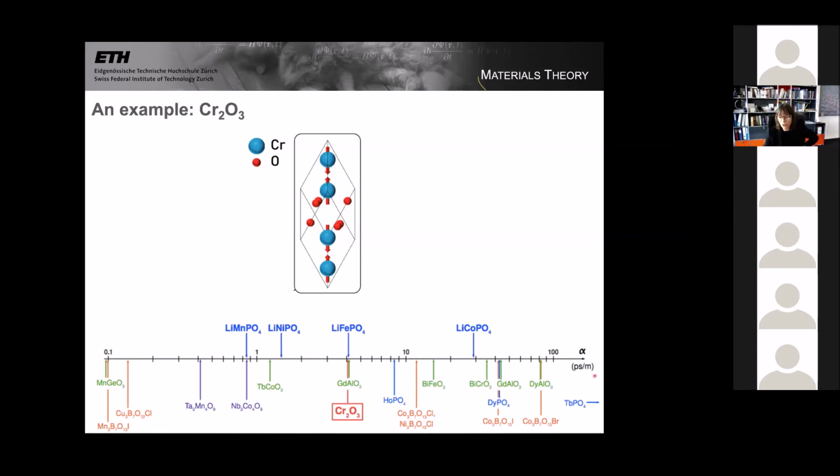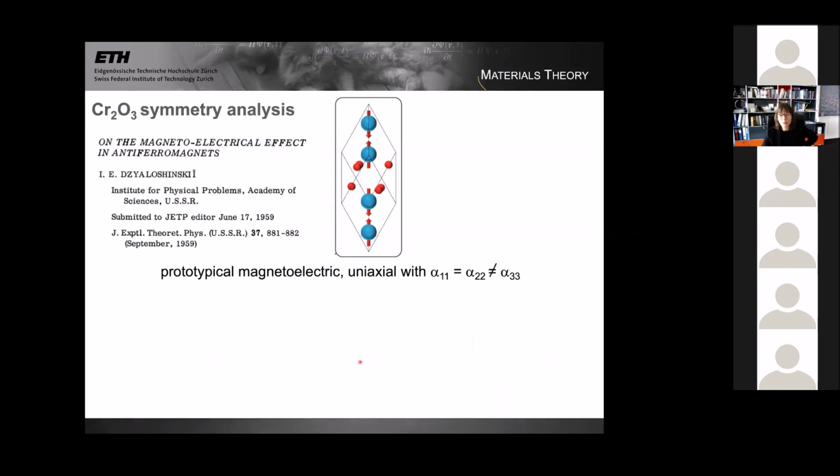This is a little chart of all the popular magnetoelectric materials. It's not a particularly strong linear magnetoelectric. It's kind of in the middle, but it's extremely well established. It's important because it was the very first magnetoelectric to be recognized. It was predicted by Igor Dzyaloshinskii, theoretically to be magnetoelectric at the end of the 1950s, and then it was measured a year later, and his predictions were shown to be correct, and he predicted it based on symmetry.